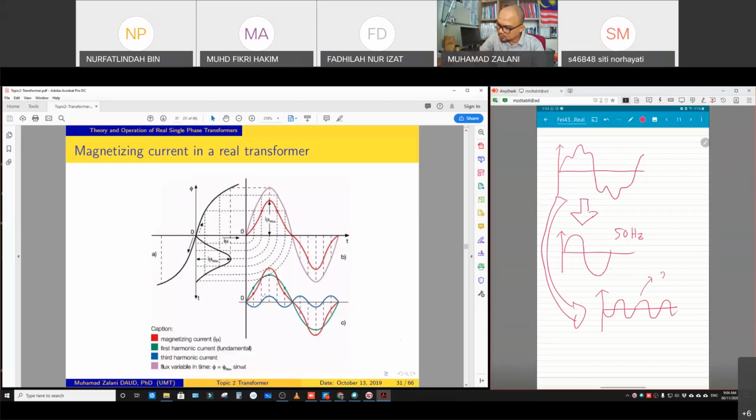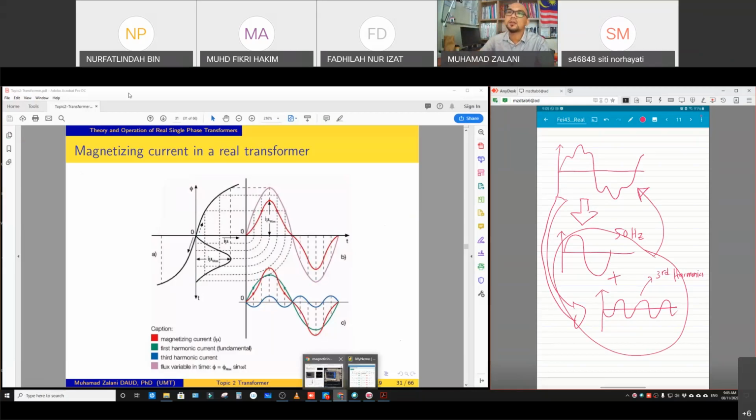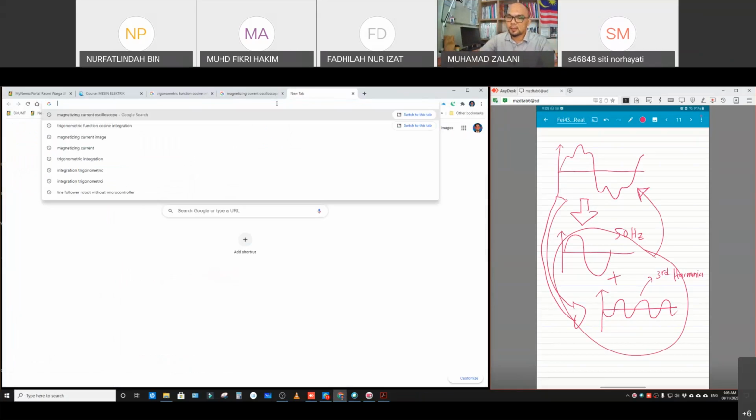Maybe third, for example, this one could be third harmonics of current. Okay, so we add together these two, we get this. So about the harmonics, I think you should go on previous studies related to the electronic circuits.